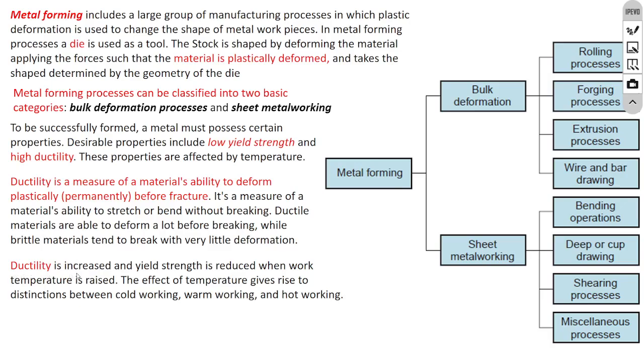Ductility, this is important, is increased and yield strength is reduced when work temperature is raised. If we heat the material up within a furnace, then it is going to be more ductile. It can much more easily be deformed plastically. The yield limit decreases, and it can easily flow. It is going to be more ductile.